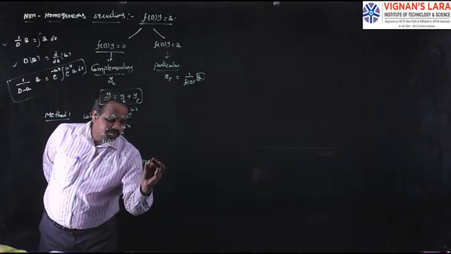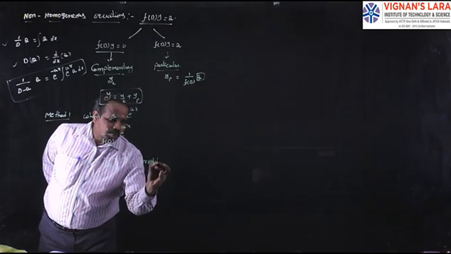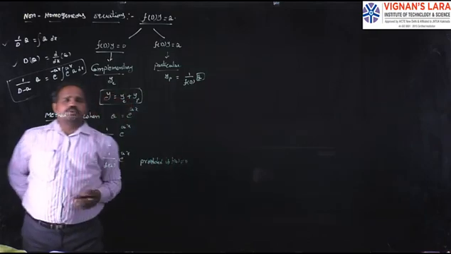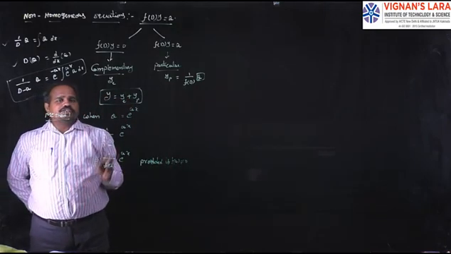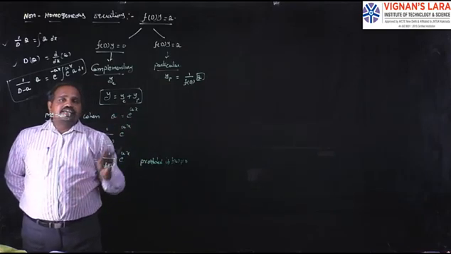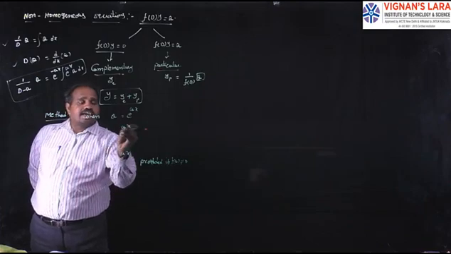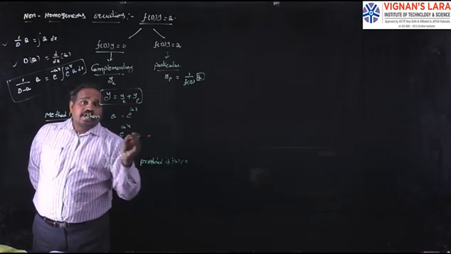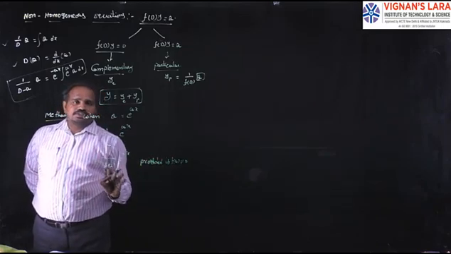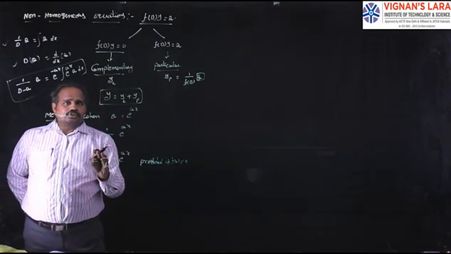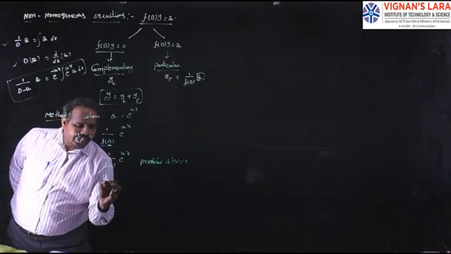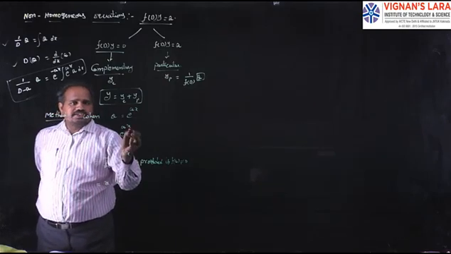This is important: provided f of a is not equal to 0, then only you have to substitute the value of a for D. If f of a is not equal to 0, then only we substitute. Otherwise, we can't substitute. If f of a is equal to 0, then what will we do? In that case, write x in front of that, because here x is the independent variable.